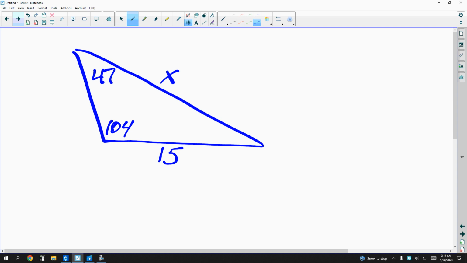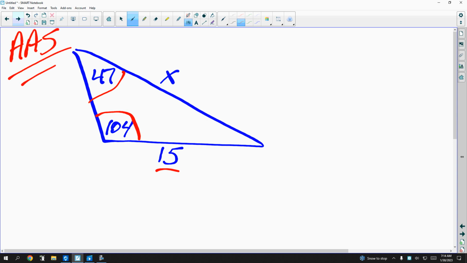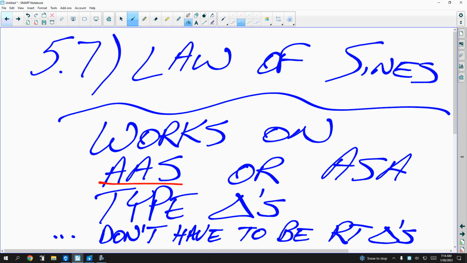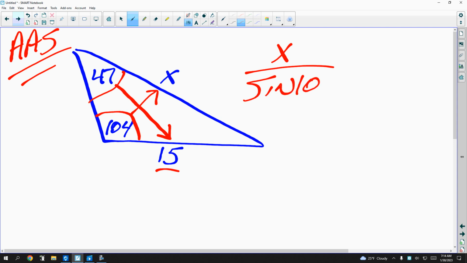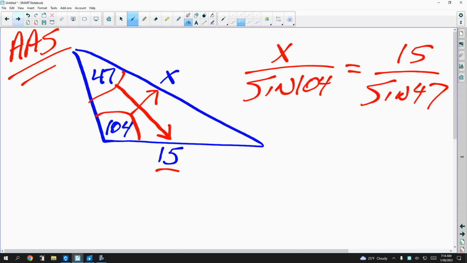Here's an angle side problem. Okay, so I have an angle, and I have a side. So that's angle side. Got it? And that was one of the two types that we had right there. Here's how it works. Very easy. Those two are tied together. Those two are tied together. X over sine 104 equals 15 over sine 47. That's it. Now you cross multiply.